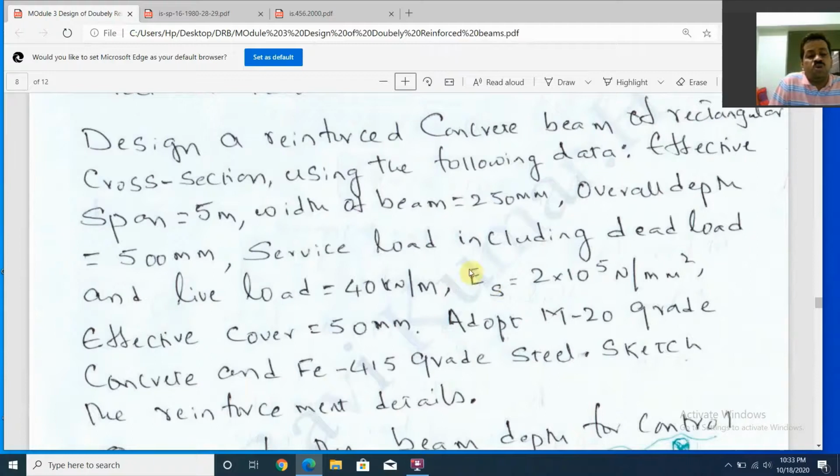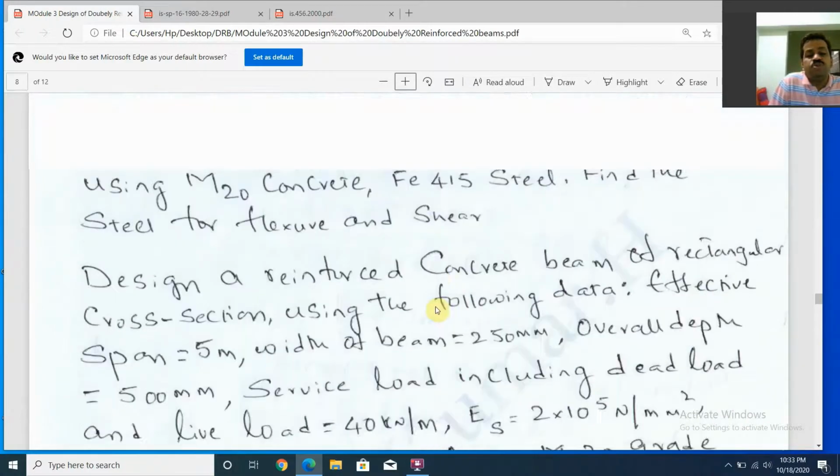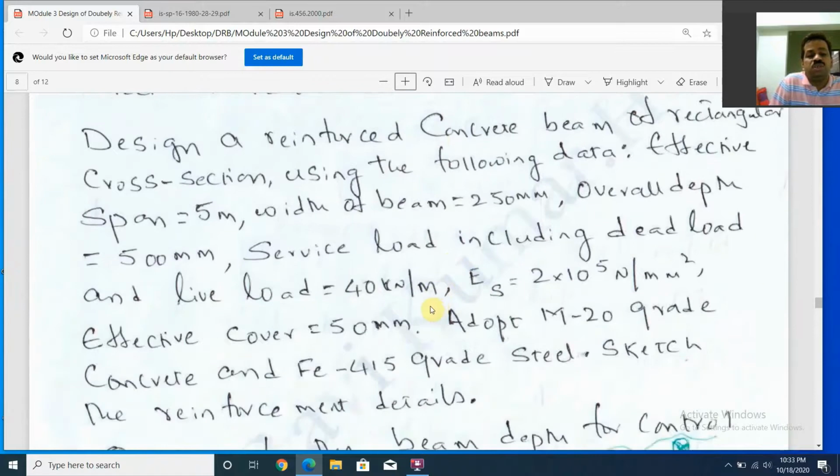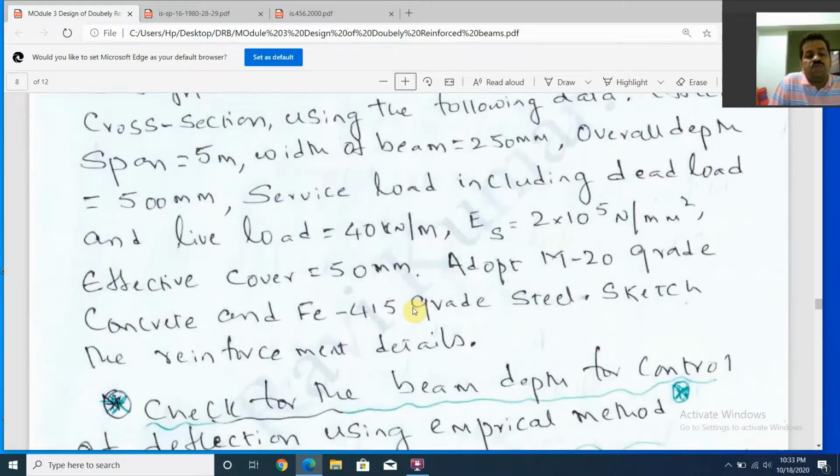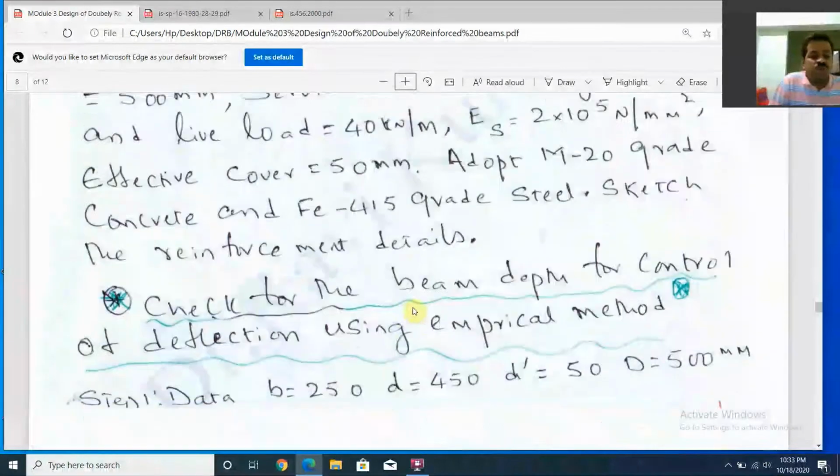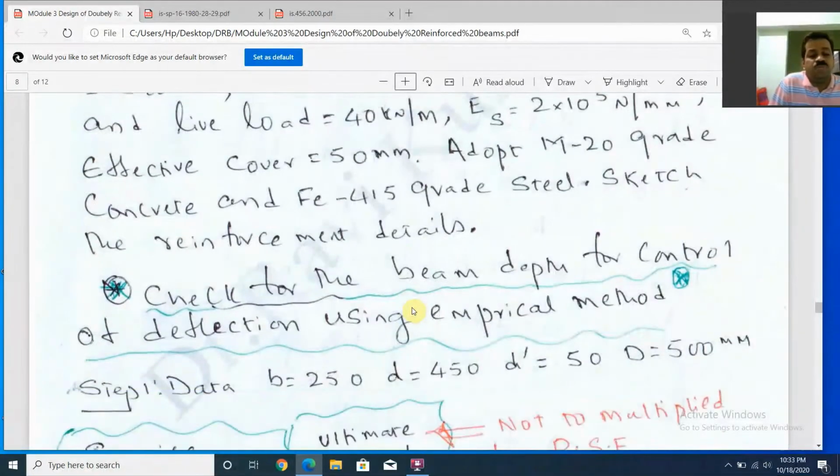Young's modulus is given in this problem. Effective cover is given. Similarly, adopt M20 grade concrete and Fe 415 grade steel. Sketch the reinforcement details. Additional data may be given if it is for 16 marks. Check the beam depth for control of deflection using the empirical method.